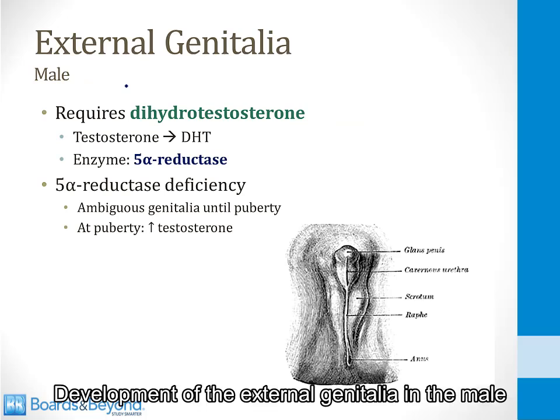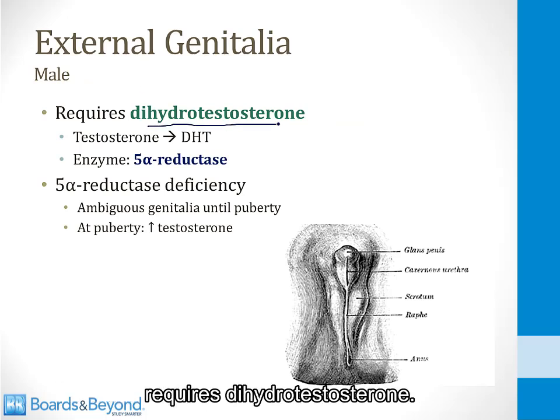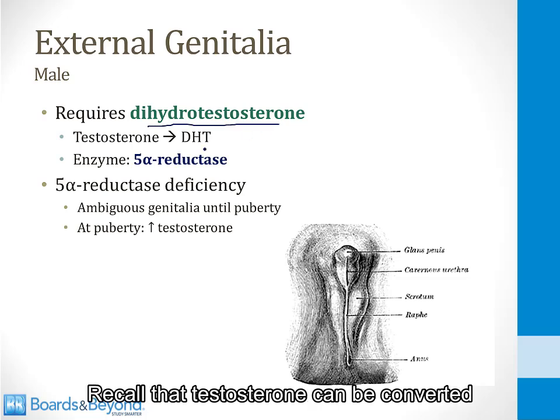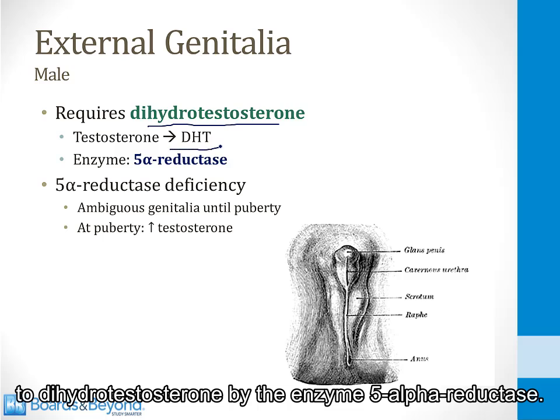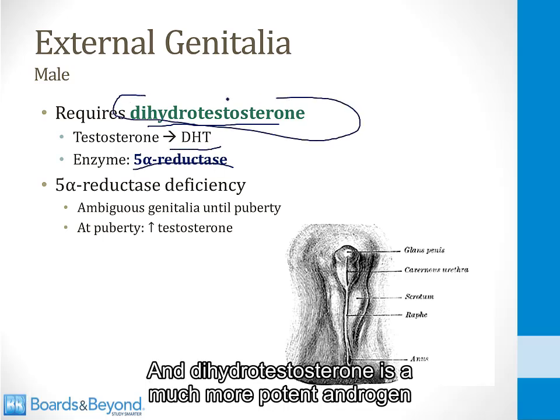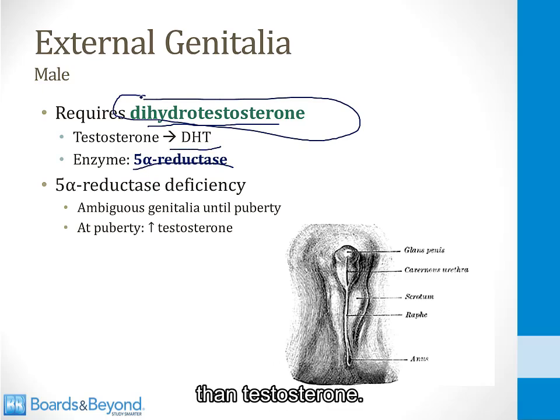Development of the external genitalia in the male requires dihydrotestosterone. Recall that testosterone can be converted to dihydrotestosterone by the enzyme 5-alpha reductase, and dihydrotestosterone is a much more potent androgen than testosterone.